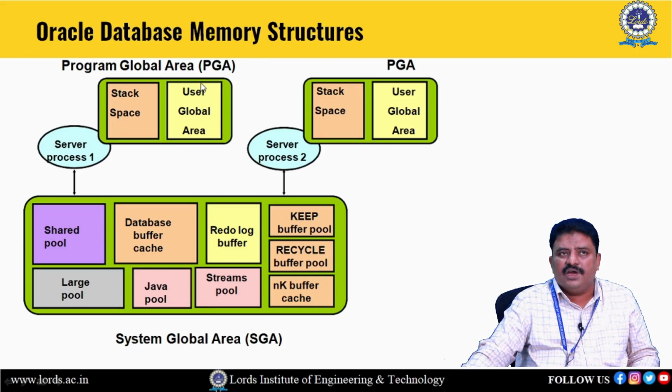So for that particular user a global area will be created, and to perform its operations we have some stack space where the data can be loaded, processed and sent. Here two different users are accessing, so two different PGAs are being used. These are the basic memory structures which my Oracle has, and each structure has its own importance.